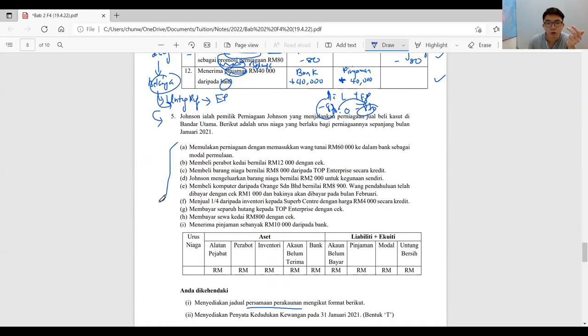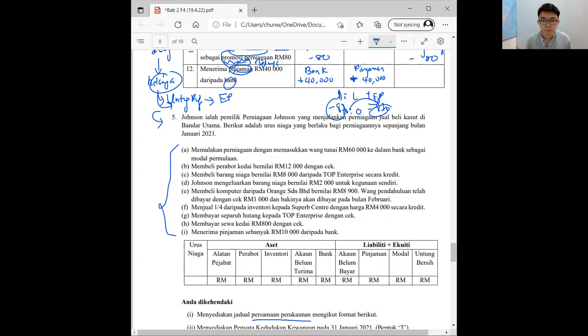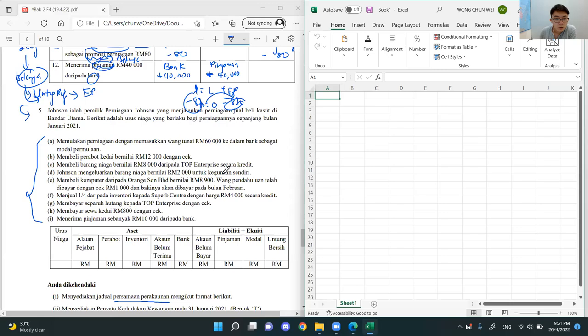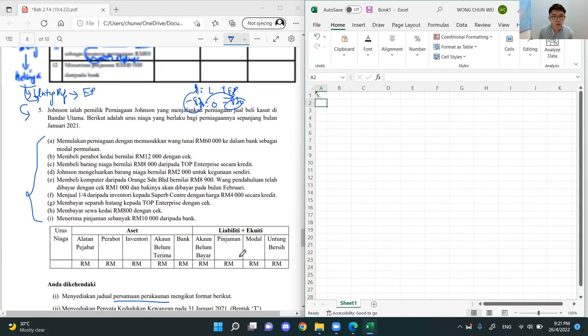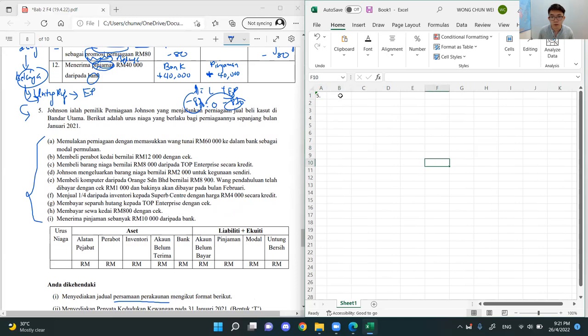Can you see that? These are all the urus niaga, and they already gave you the format here. Very good, so you just copy. Now take out your book and copy it. I'll click on my Excel. So question five, you draw out the table. You can do a similar thing.